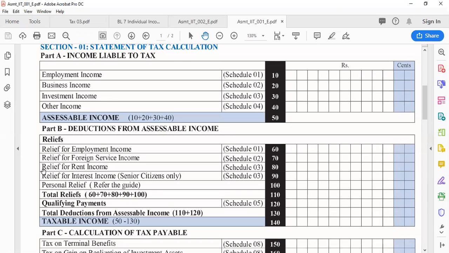Here, the relief for rent income, how much? 25% of total rent income.